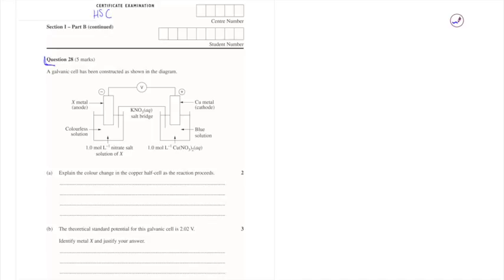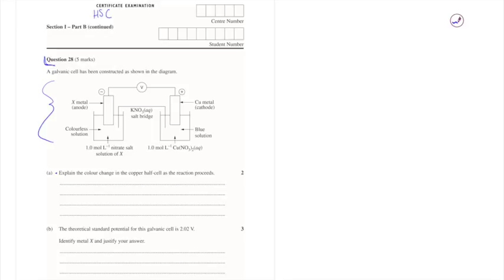Fantastic. Now this was a great example of a question where it was really important to understand the basic fundamentals going on behind the scenes here. So I'm going to get cracking right into it. I'm going to ignore this diagram for now and instead read the question. Explain the color change in the copper half cell as the reaction proceeds. Fantastic. So I already know a couple of things. There's a color change going on, and there's copper, and there's a half cell. It sounds like a galvanic cell. And sure enough, if I look at this diagram above, it certainly looks like a galvanic cell.